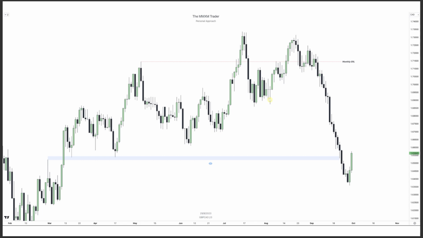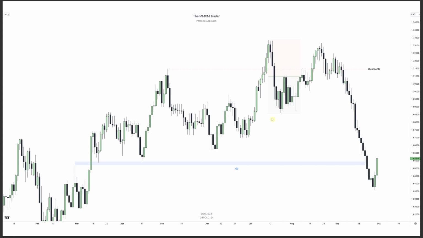a clearer picture. We've got that monthly external range and we've got that monthly internal range, which is the draw on liquidity. And also notice how we have some clean lows here, right? Just at the monthly fair value gap, which is also a nice target to be going for. Mark out your premium and discount as always.